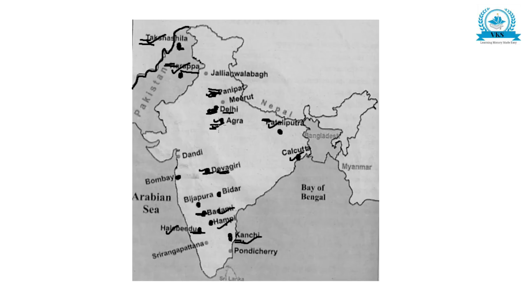So first we studied Hampi, that is in Karnataka. So here, Hampi. Then Bidar, here again in North Karnataka. Bijapura, again in northern Karnataka. Then Calcutta in West Bengal, and then we studied Bombay in Maharashtra. So let us see the explanation of these places.